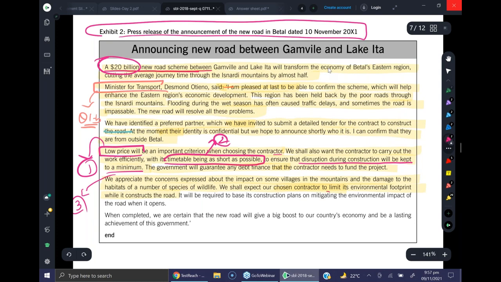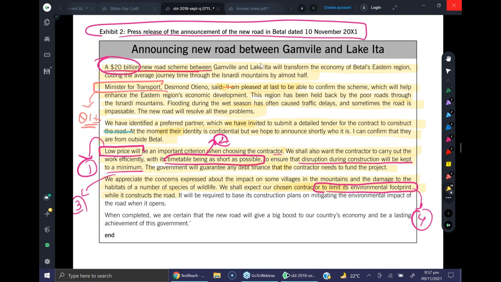So disruption should be minimum, and then the natural footprint should be limited. So that's the fourth point you need to consider and discuss why it's going to be a challenge. Okay, you'll have to discuss the challenge and difficulty out of it. That's what the requirement says. So whatever you think would be challenging in terms of environment, cost, time, just give your ideas.